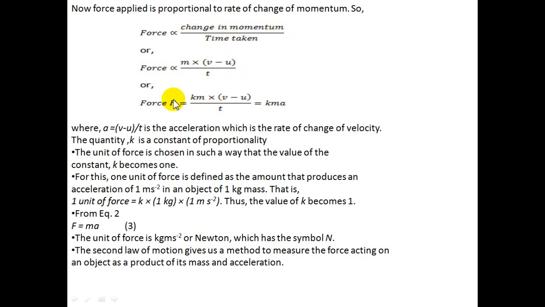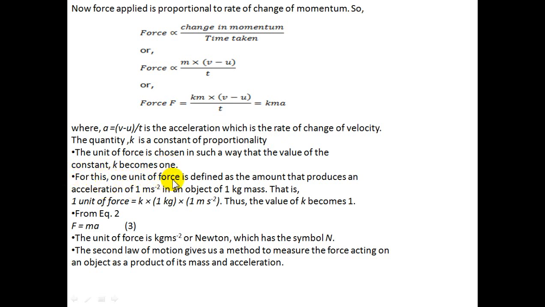So force F is equal to k m into (v minus u) by t. Here a equal to (v minus u) by t is the acceleration, which is the rate of change of velocity. The quantity k is the constant of proportion. The unit of force is chosen in such a way that the value of the constant k becomes 1.